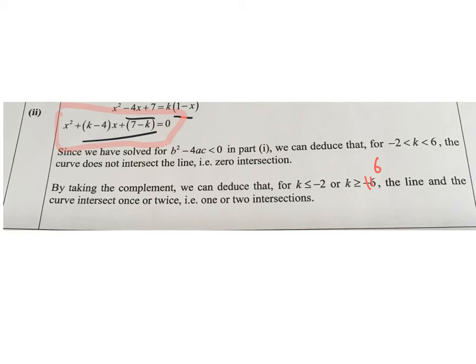Basically, if k is equal to minus 2 or 6, it will intersect once because this is where the discriminant equals 0. If k is less than minus 2 or k is more than 6, it will intersect twice. So in any valid format, as long as you comment on the different situations for different values of k, that will allow you to give a good comment.